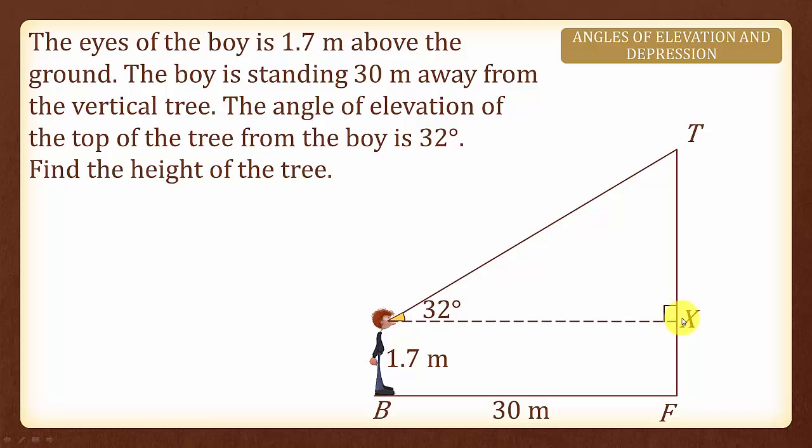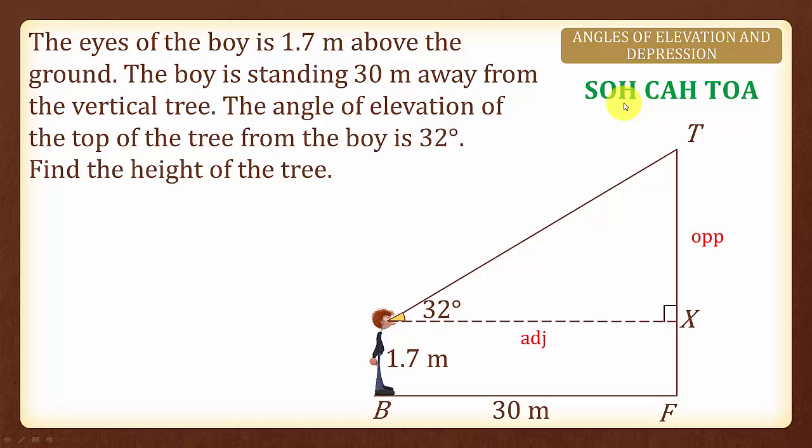Since this is a right-angled triangle, we shall use the trigo ratios. And do you know which trigo ratio we should use? Yes, we will first identify the length that we are looking for and the length that we are given. Since this is the length that we are looking for, and this is the given length of 30 meters, we shall use the opposite and adjacent.